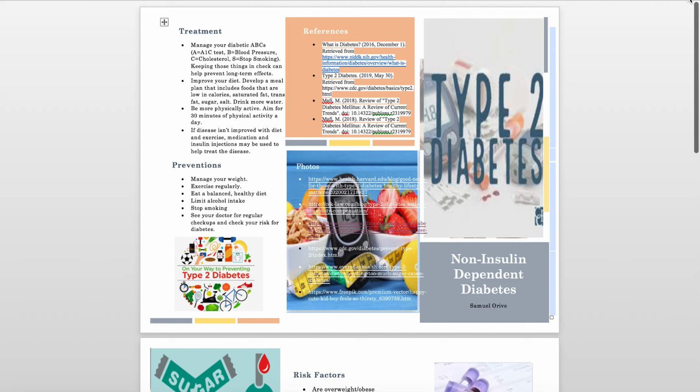So how to prevent type 2 diabetes? You want to manage your weight, exercise regularly, eat a balanced, healthy diet, limit alcohol intake, stop smoking, and see your doctor for regular checkups to check your risk for diabetes.